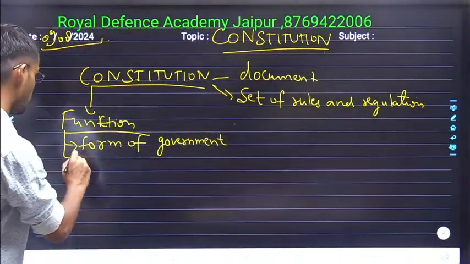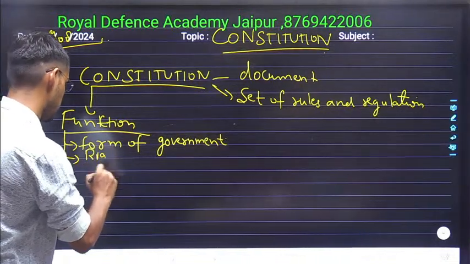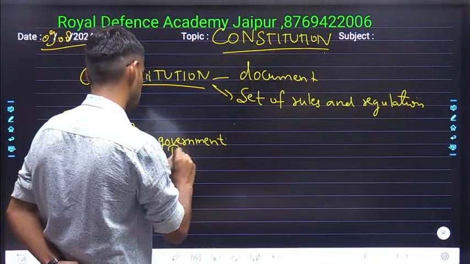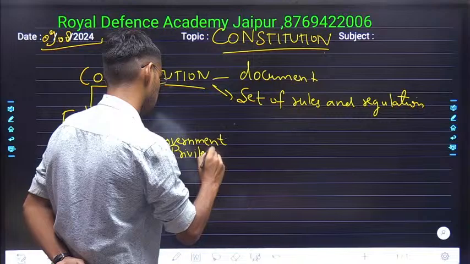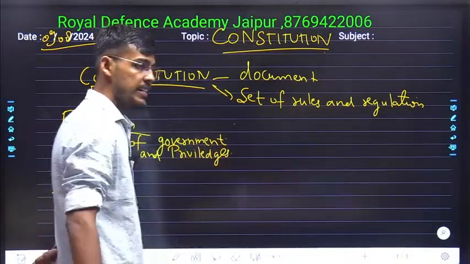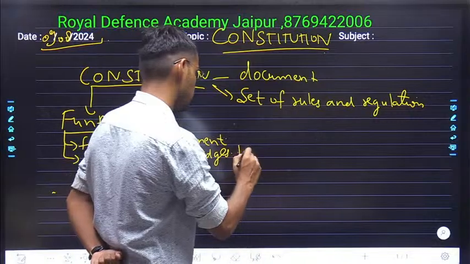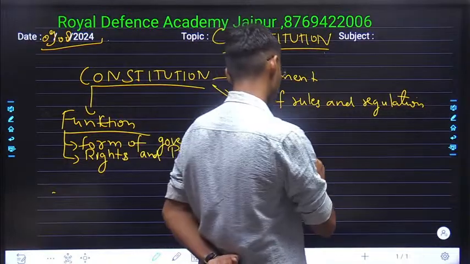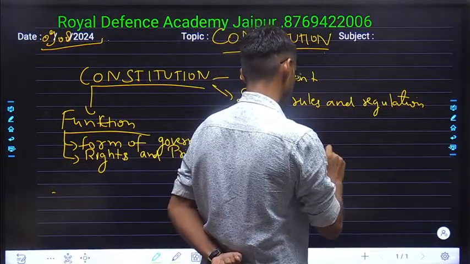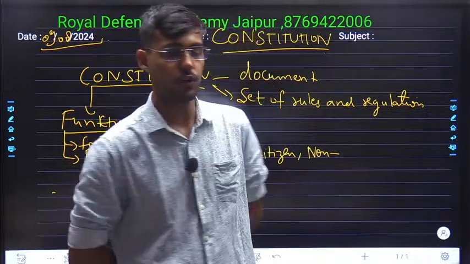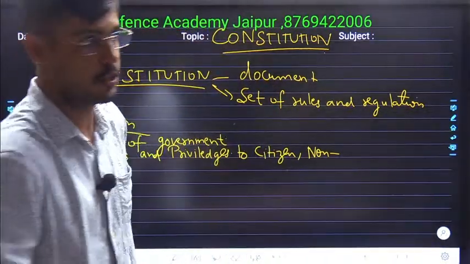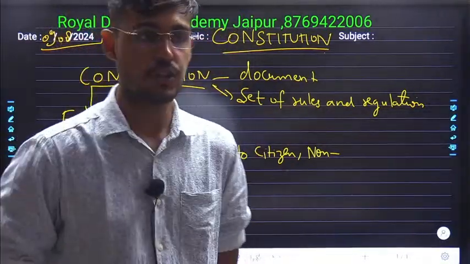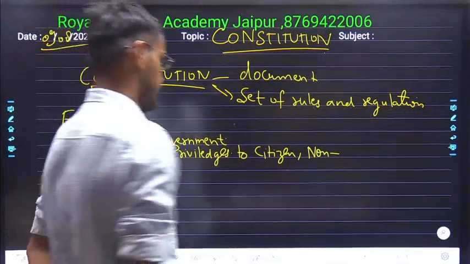So the constitution also gives rights and privileges to citizens as well as non-citizens. There are certain rights which are also given to non-citizens. We will be discussing them also. Non-citizens include the foreigners who come to your country, and also refugees, etc.